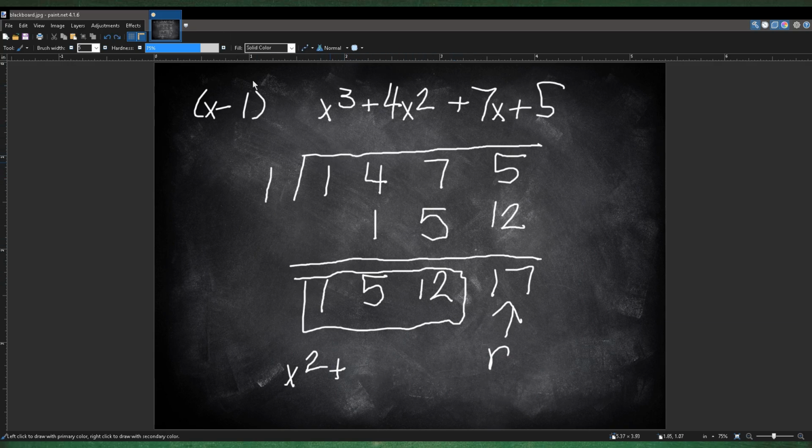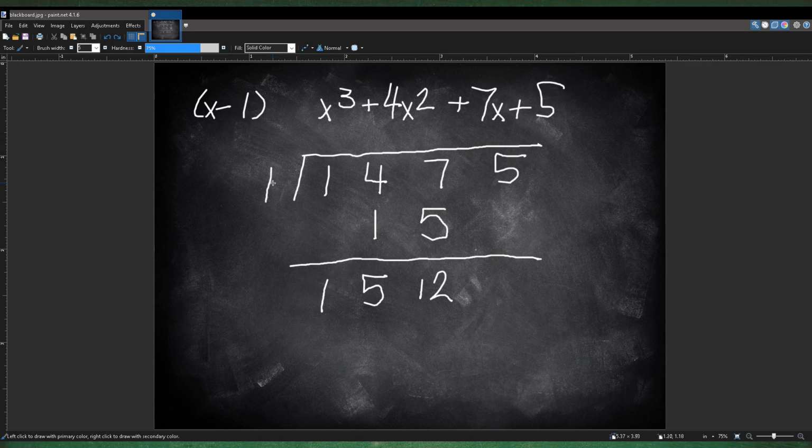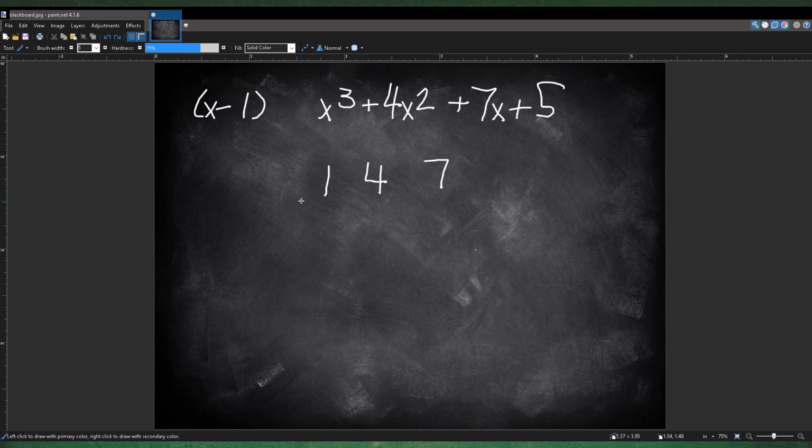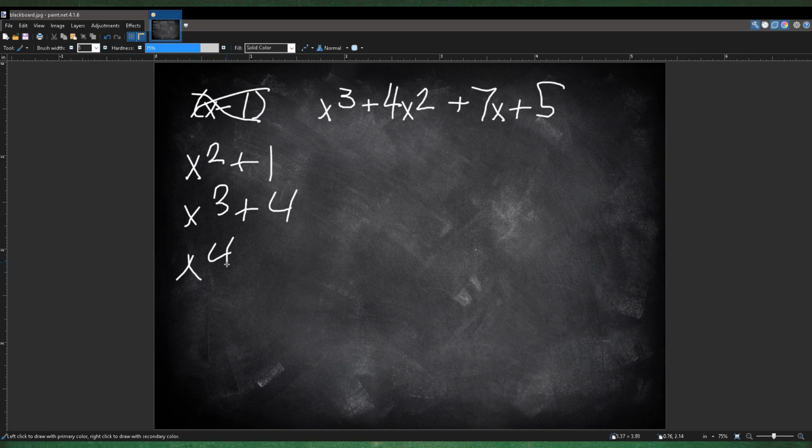The only reason that you should use this method is if it's just with linear terms. Let's say you don't divide by x minus 1 and you divide by x squared plus 1. In any case that's not linear, even if it's something like x cubed plus 4 or x fourth plus 5, if it's not linear, then you cannot use synthetic division. You have to use long division. So if you have something like this, you have to do long division.